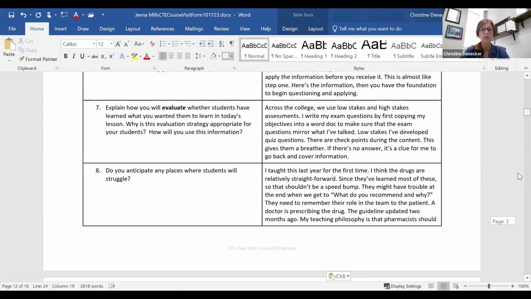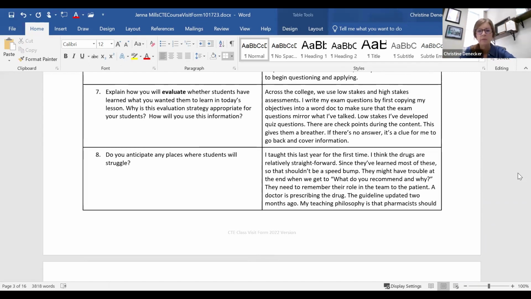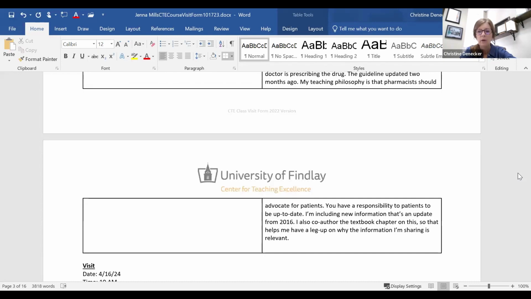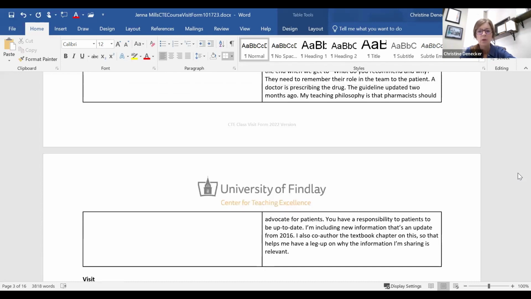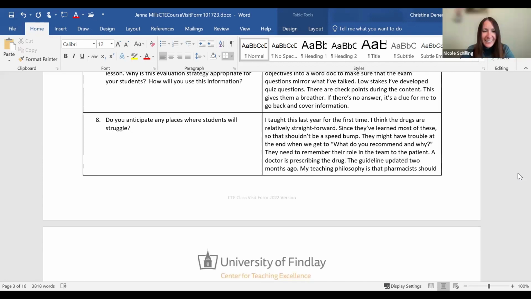Do you anticipate places where students will struggle? I taught this last year for the first time. I think the drugs are relatively straightforward since they've learned most of these, so that shouldn't be a speed bump. They might have trouble at the end. What do you recommend and why? And she's the co-author on the textbook chapter. That's very cool.